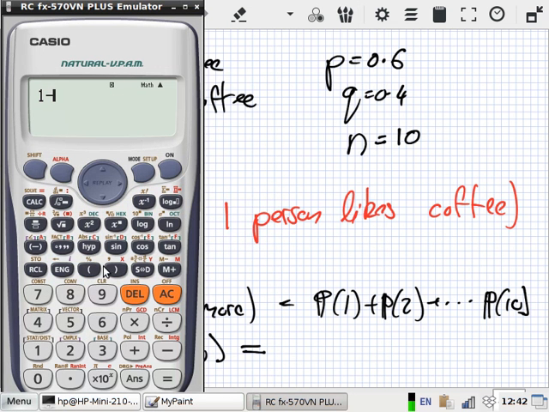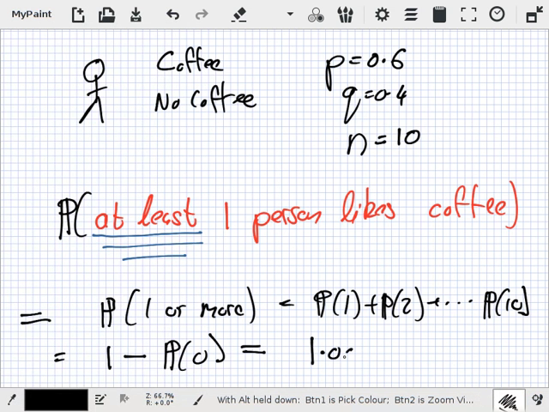1 minus 10 C 0, 0.6 power 0, and 0.4 power 10. Yeah, 0.9998. So if I was to round it, it would actually be 1.00 to 3 significant figures. So it's nearly guaranteed at least one person would like coffee. If it's 0.9995, then it becomes 1. Okay. So in this situation, we should write 1.